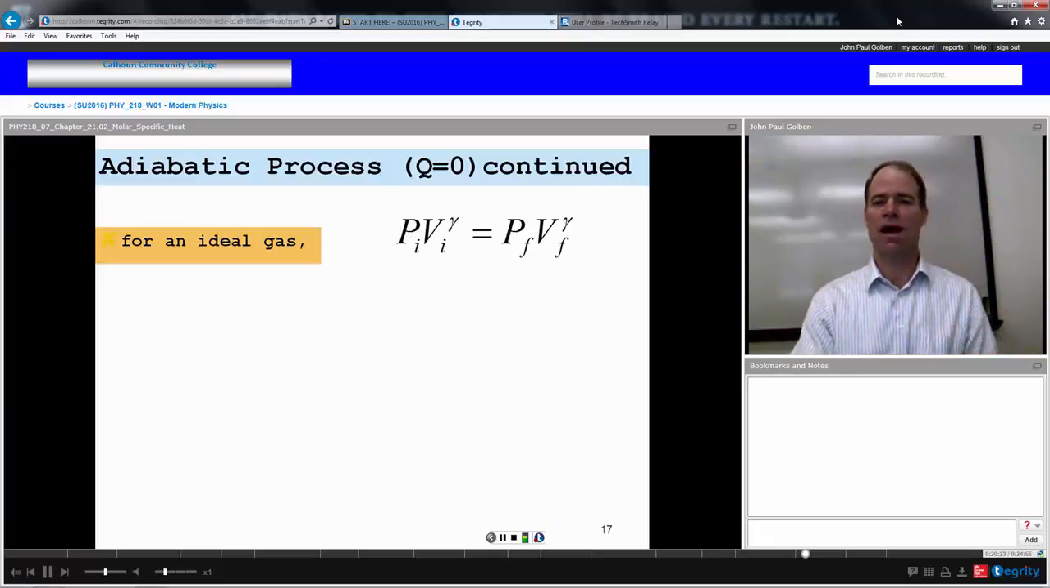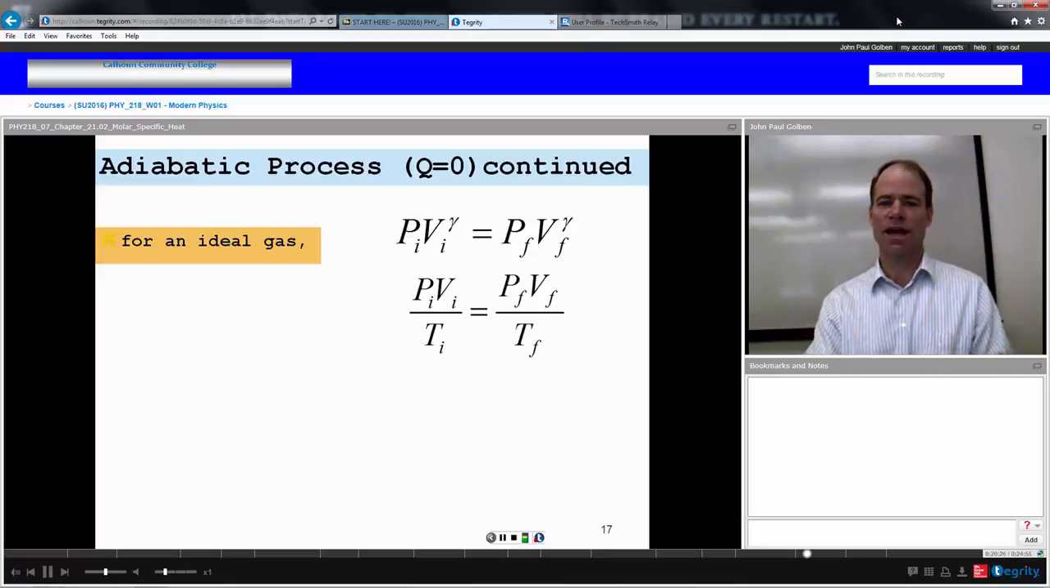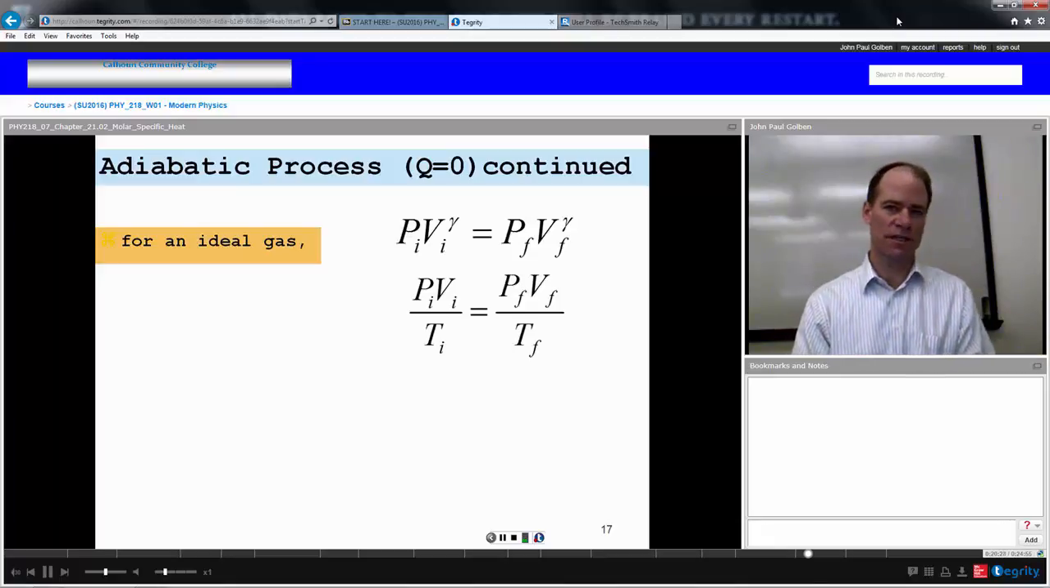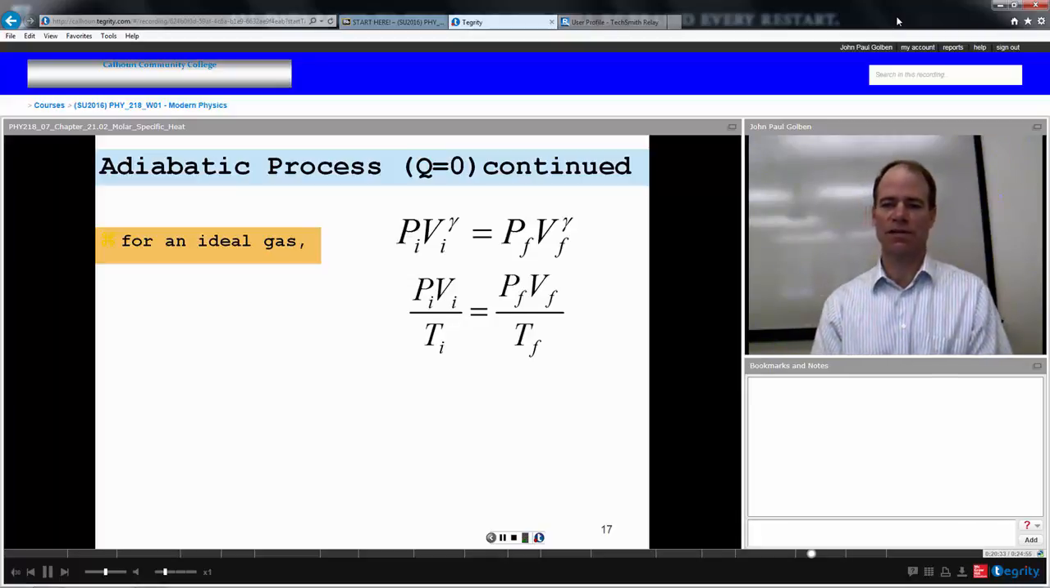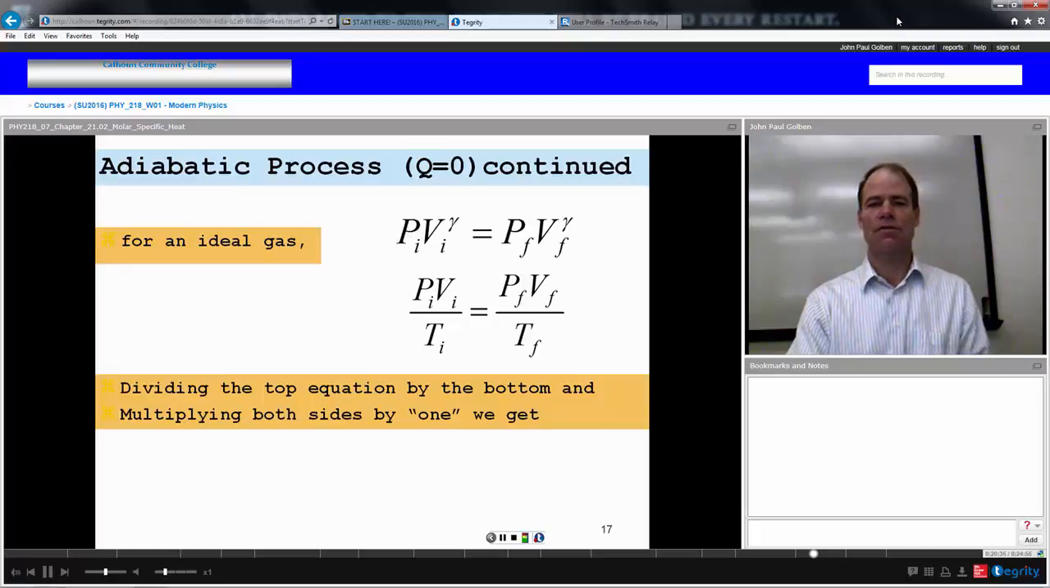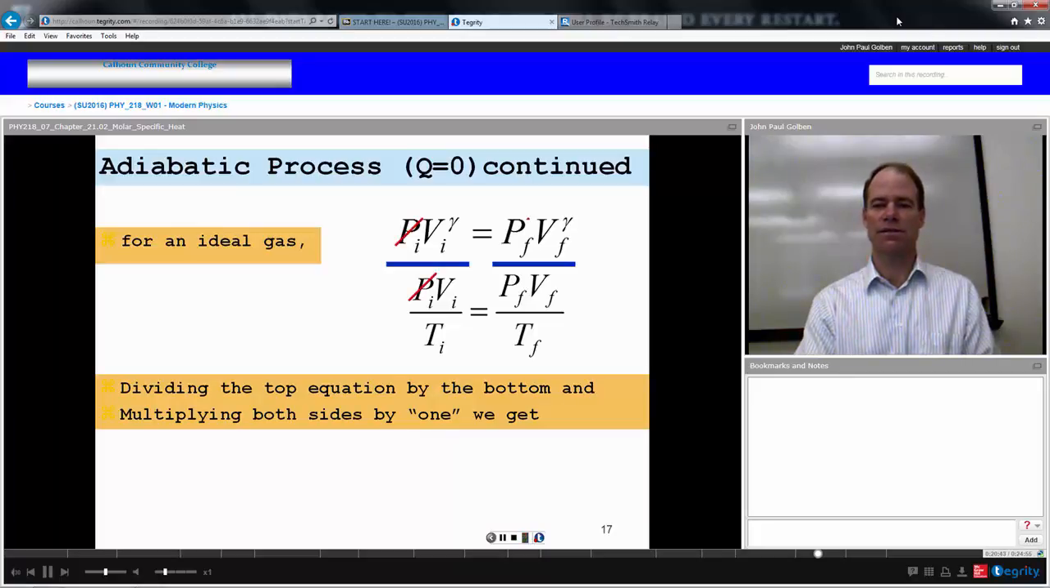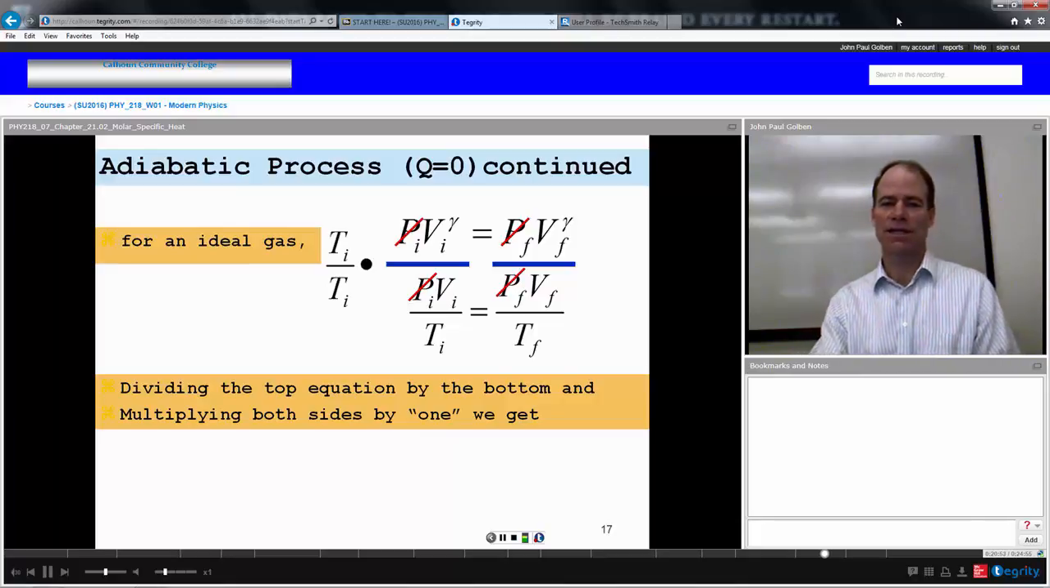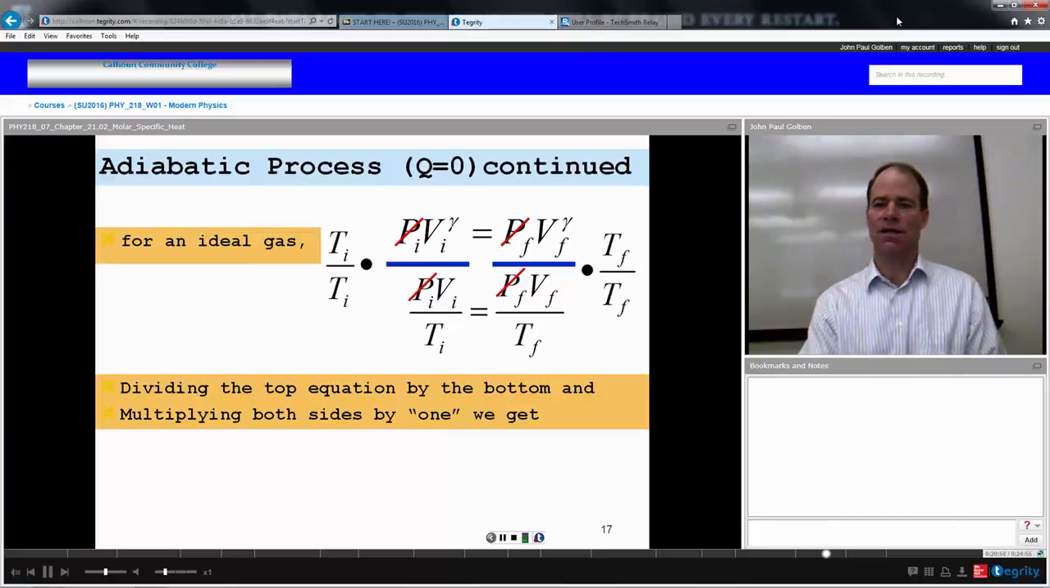We also know for our ideal gas, we have the ideal gas law. P initial V initial over T initial is a constant as well. That's equal to P final V final over T final. If we divide the first equation by the second equation, so we get rid of a P initial on the left and a P final on the right, and then multiply by T initial over T initial on the left and T final over T final on the right, let those cancel out.